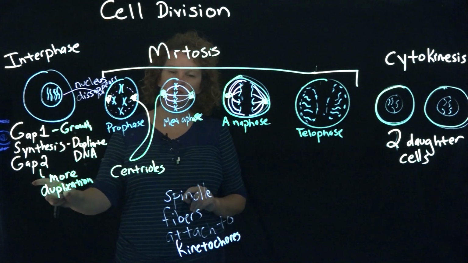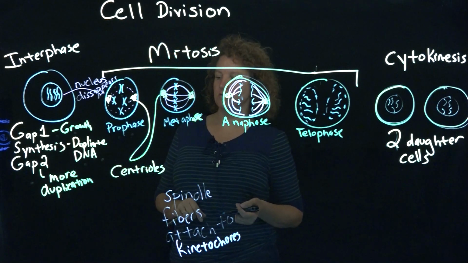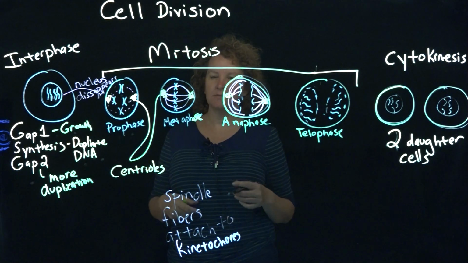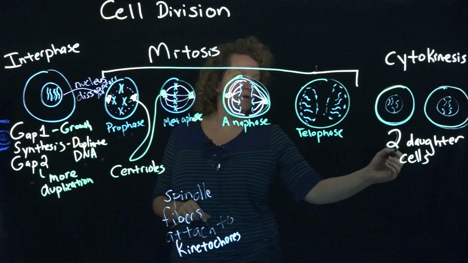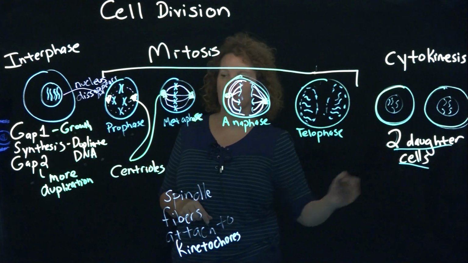And then gap 2 is the last getting ready for mitosis. So maybe you're making more chloroplasts and mitochondria, so that each of the 2 daughter cells you're going to have at the end gets what it needs.